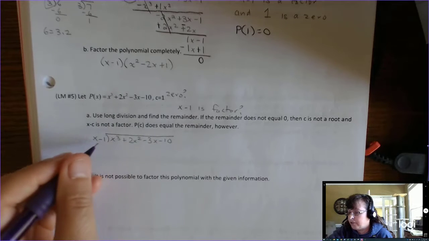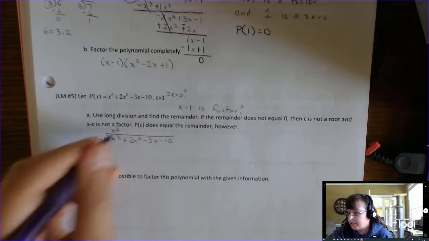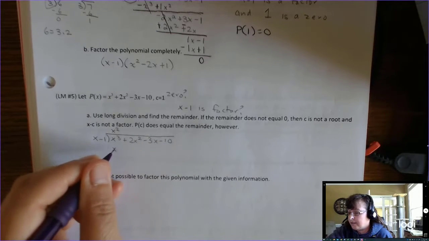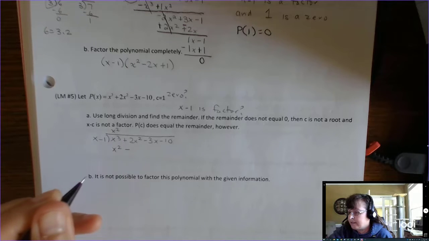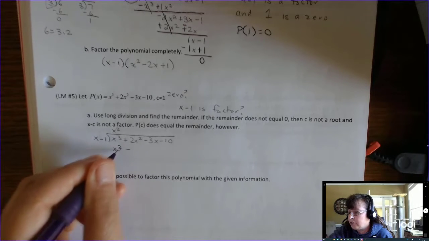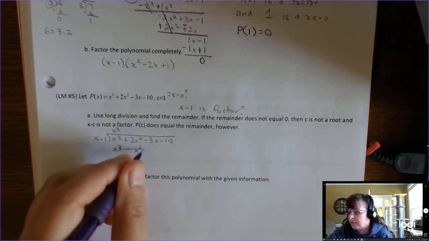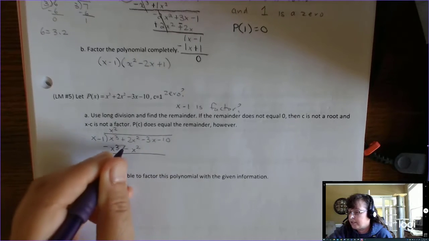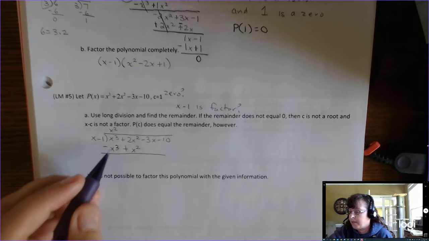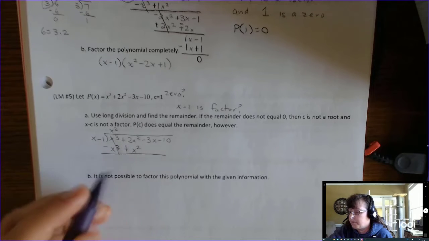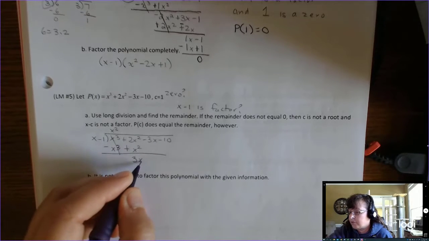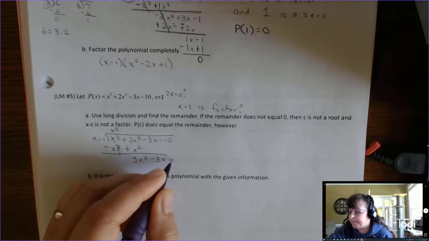Okay, so x cubed divided by x is x squared. That gives you x cubed minus x squared. Draw your line, change the sign. See, they have to be the same, so I caught my error. And then 2x plus x squared plus x squared is 3x squared, and bring everything down.